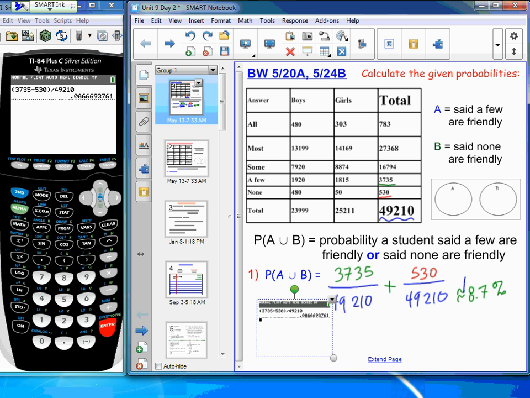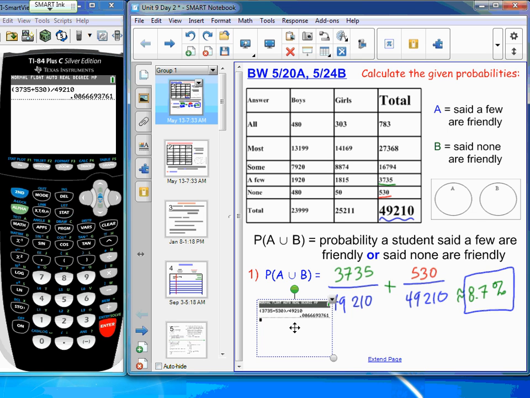This means that if I were to randomly select one of those 49,210 students, the chance that they either responded a few are friendly or none are friendly is an 8.7% chance. Does that make sense?